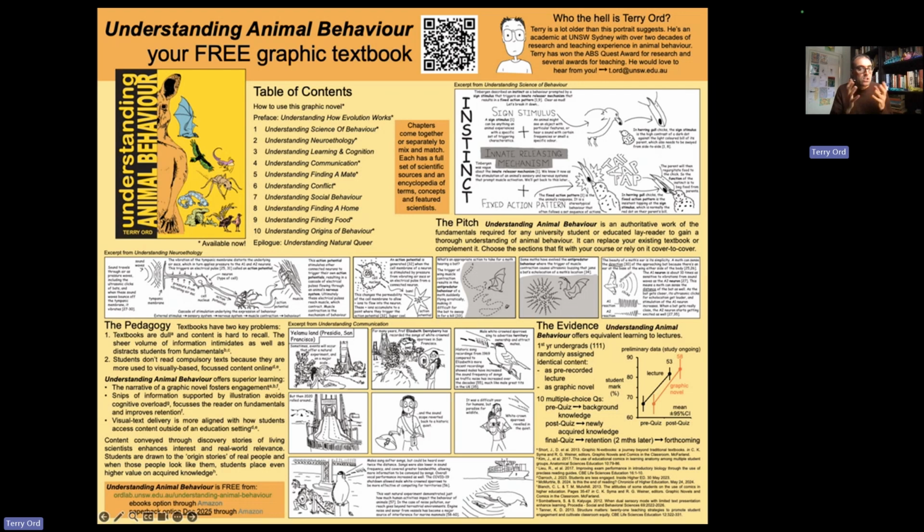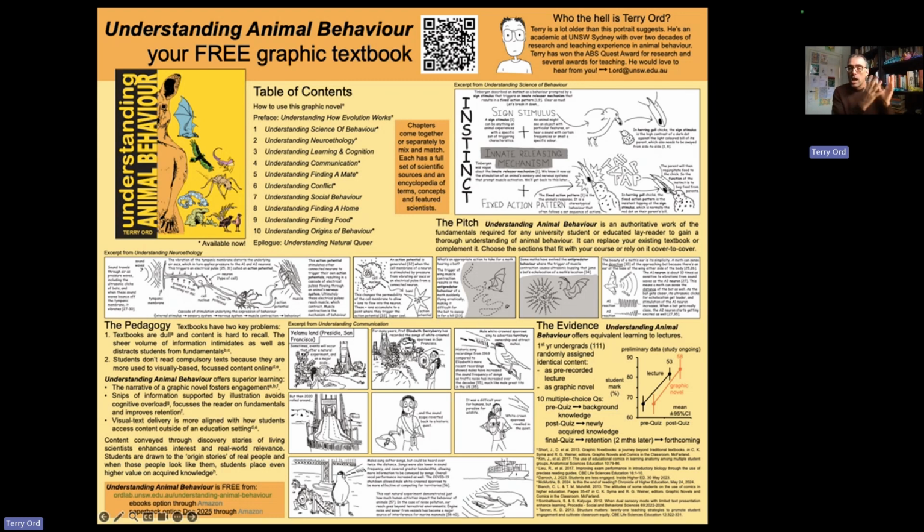The narrative structure that is inherent in a graphic novel format fosters student engagement. The snippets of information supported by illustration, we know, avoids cognitive overload. It helps focus students on the essentials and aids retention as a consequence of that. The visual text storyboard delivery is also more closely aligned with the content that students are typically accessing outside of an education setting as well. The concepts in understanding animal behaviour are conveyed through origin stories, often through the discovery stories of living scientists.